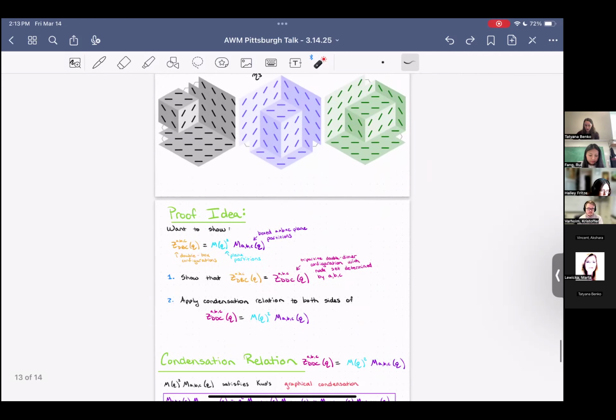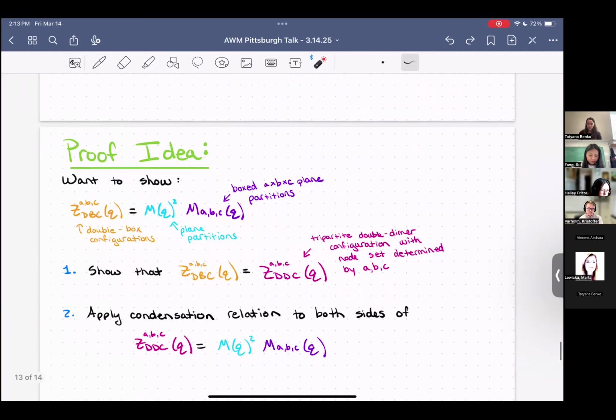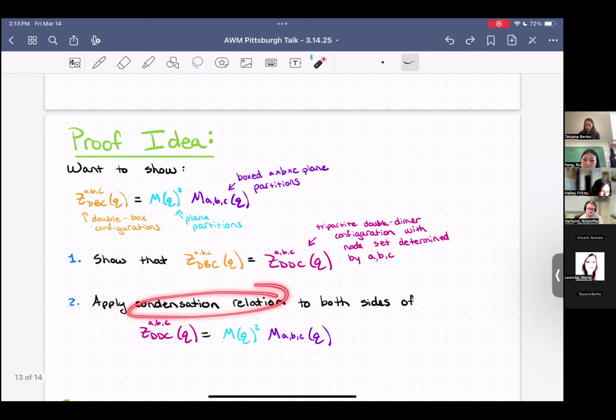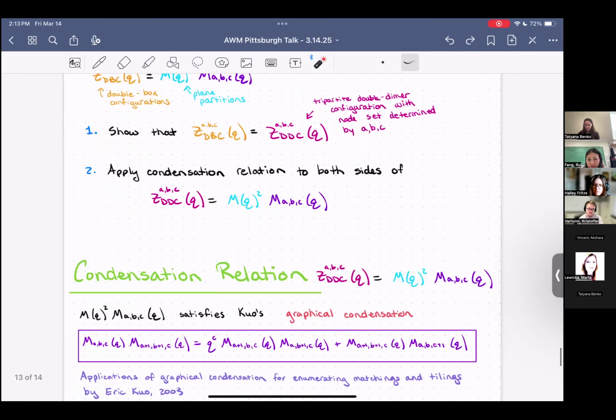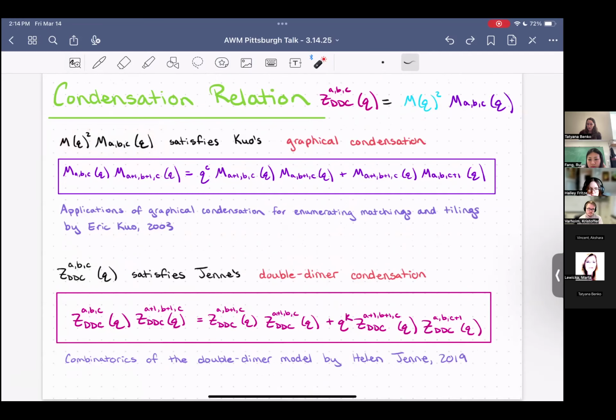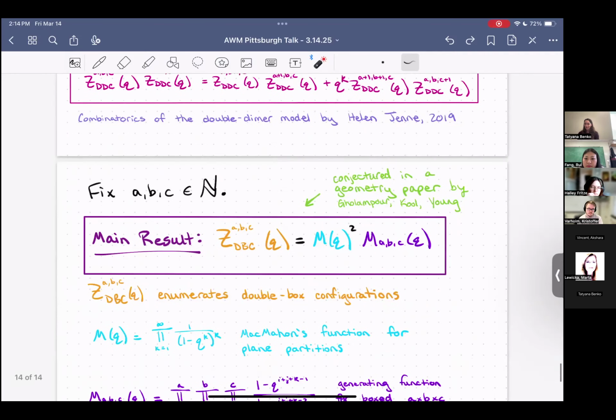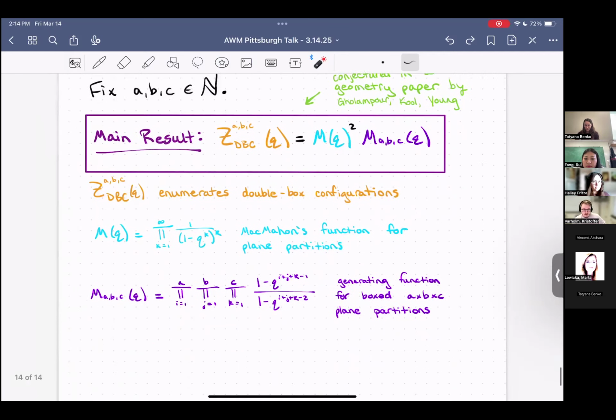Okay, so I will end here with an overview of the idea of the proof. We want to prove this identity of the generating functions. And the way we do that is we first show that instead of looking at double box configurations, we can look at these tripartite double dimer configurations. And the whole point of doing that is that then we can apply what's called a condensation relation to both sides of this equality. And all that means is we show that both sides satisfy the same recurrence relation. And so it kind of looks like this. On the right-hand side, we use graphical condensation. And on the left-hand side, we use something called double dimer configuration. Okay, so that's the overview that we use to prove this result using combinatorial methods. And yeah, thank you for listening.